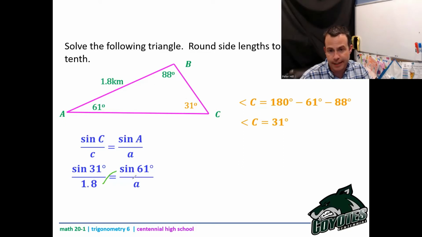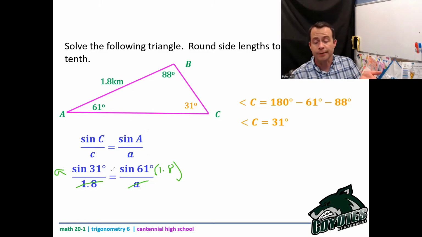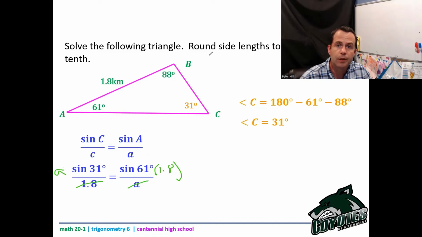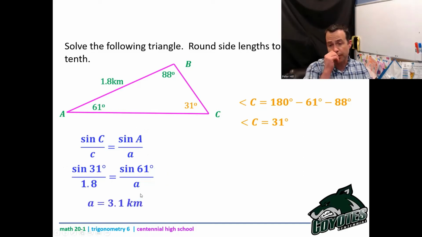If you want to do it a little more algebraically, you're multiplying both sides by 1.8, which gets rid of the 1.8 there, and multiplying both sides by A, which gets rid of the A there, and then you divide both sides by sine of 31. That's where we get sine of 61 degrees times 1.8 divided by the sine of 31. Throw that in your calculator, and you should get 3.1 kilometers.